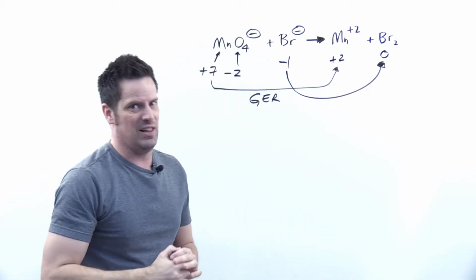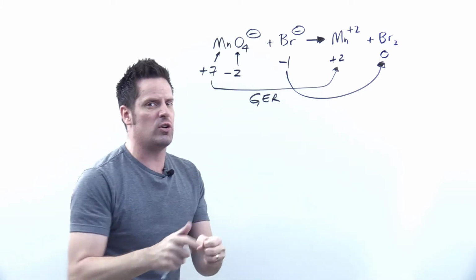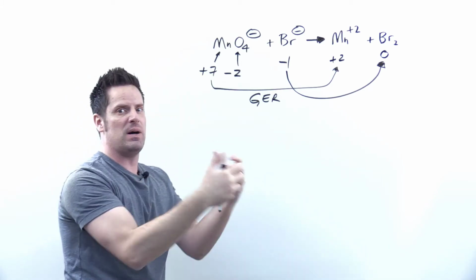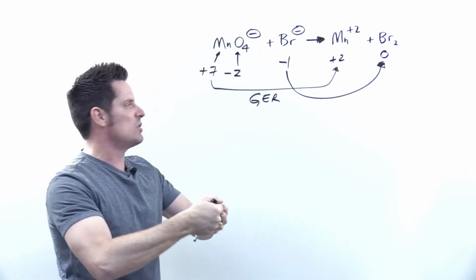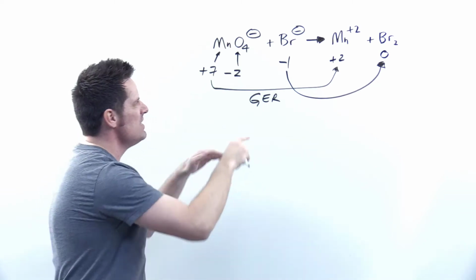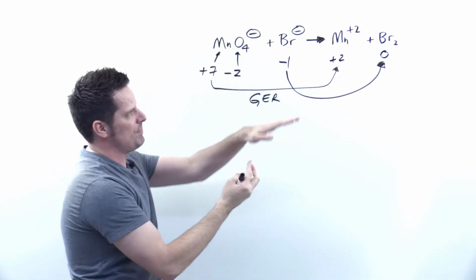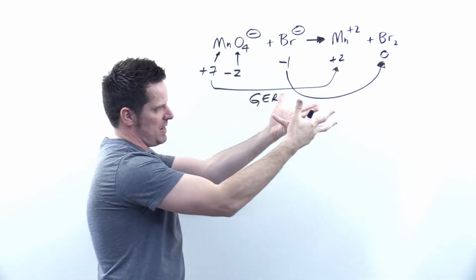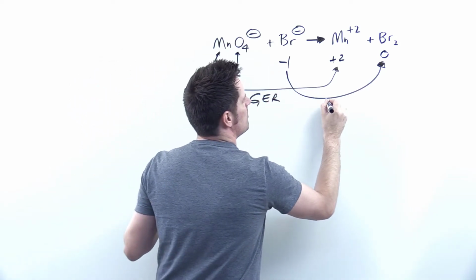By losing electrons. Remember, electrons are negatively charged. So if you gain electrons, you become less positive, more negative. If you lose electrons, you become less negative, more positive. So I'm going down here from -1 all the way up to 0. So I'm losing electrons to become less negative. So that is my Leo.